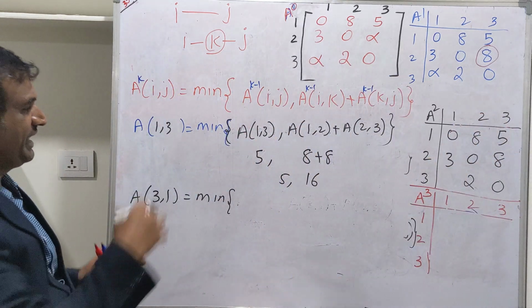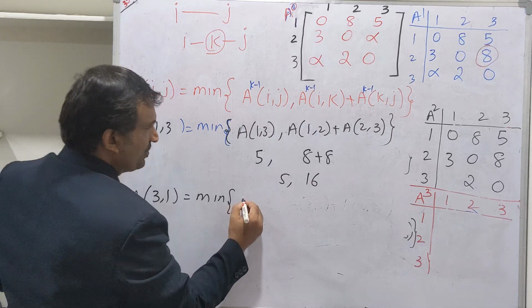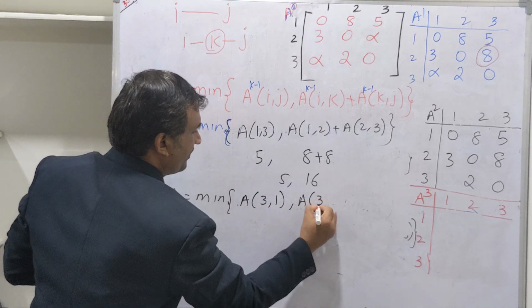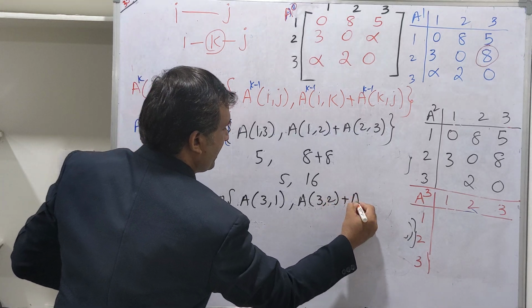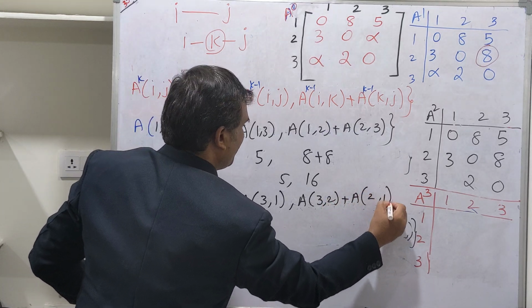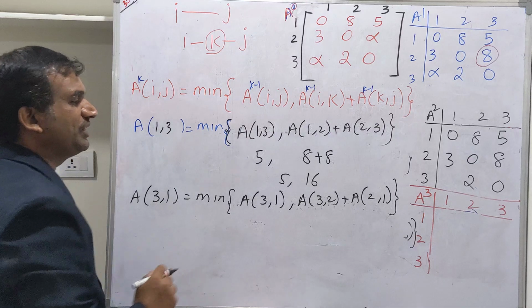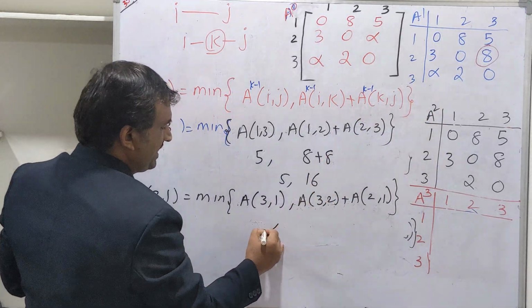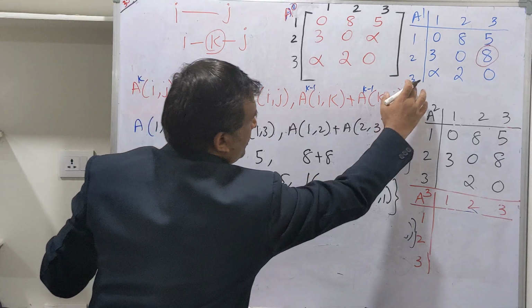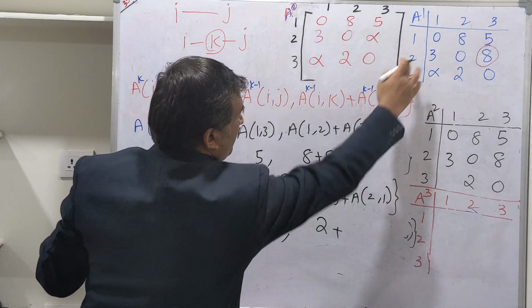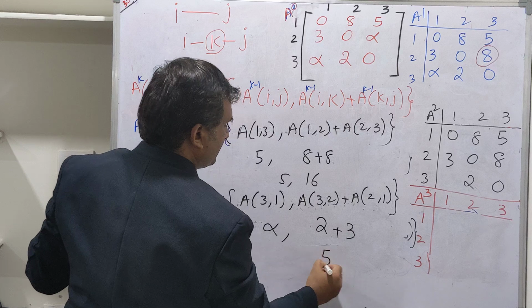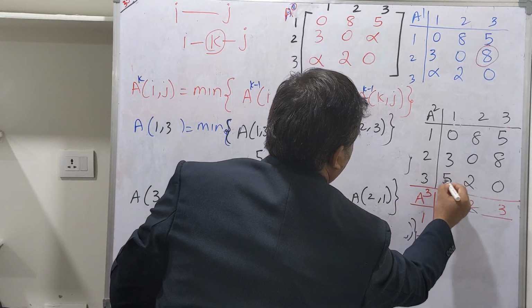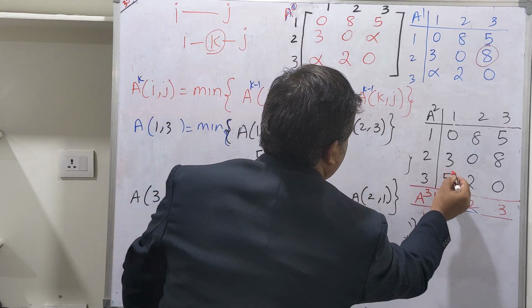No change. Now next, one more one. A of 3, 1 is equal to minimum of A of 3, 1, A of 3, 2 plus A of 2, 1. So here the intermediate vertex is 2. What is A of 3, 1 cost? 3, 1 cost is infinity. 3, 2 cost is 2 plus 2, 1 cost is 3, and the result is 5, and we want to update this 5. There is a change.